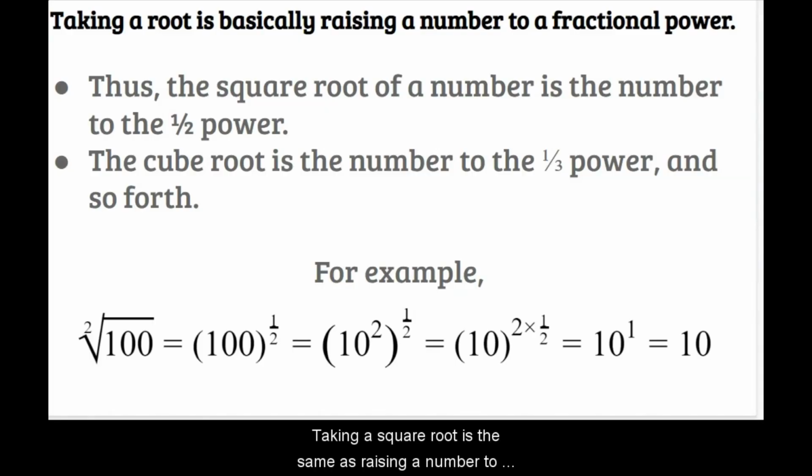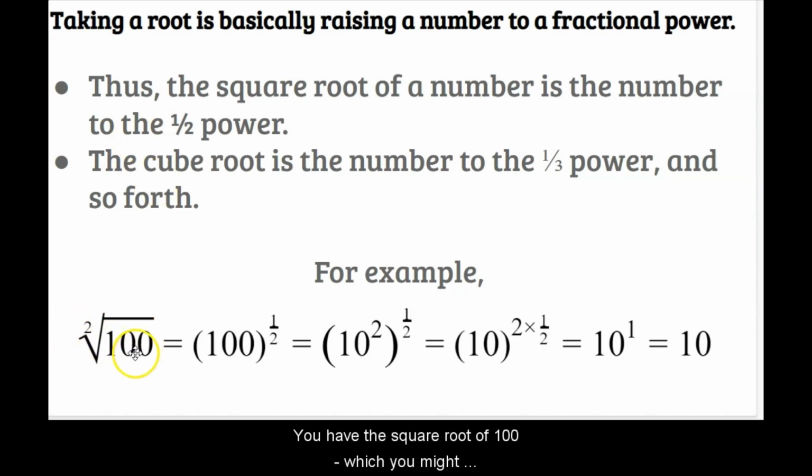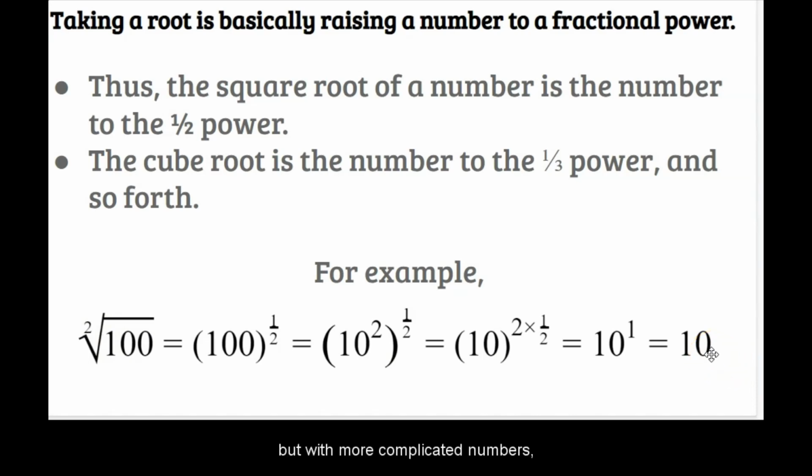Taking a square root is the same as raising a number to a fraction of a power. So the square root of a number is the number to the half power. The cube root is the number to the third power. The fourth root is the number to the fourth power. And so, for example, you have the square root of 100, which you might already know the answer is 10, but with more complicated numbers you might not know it.